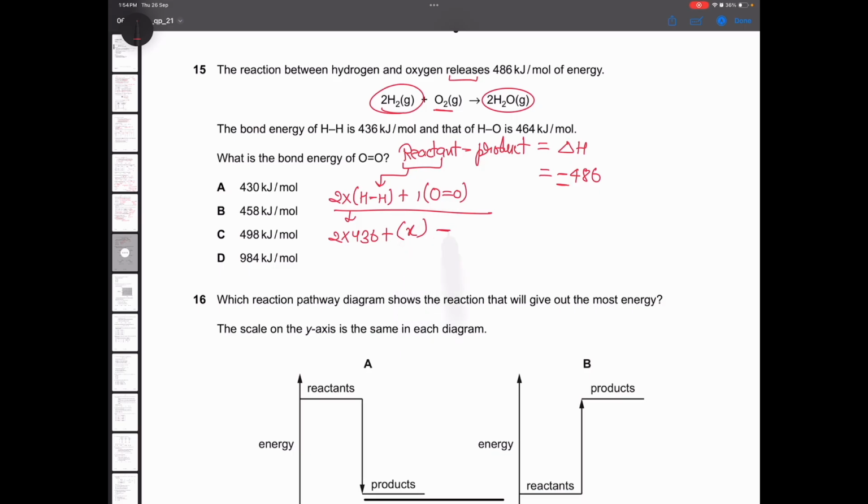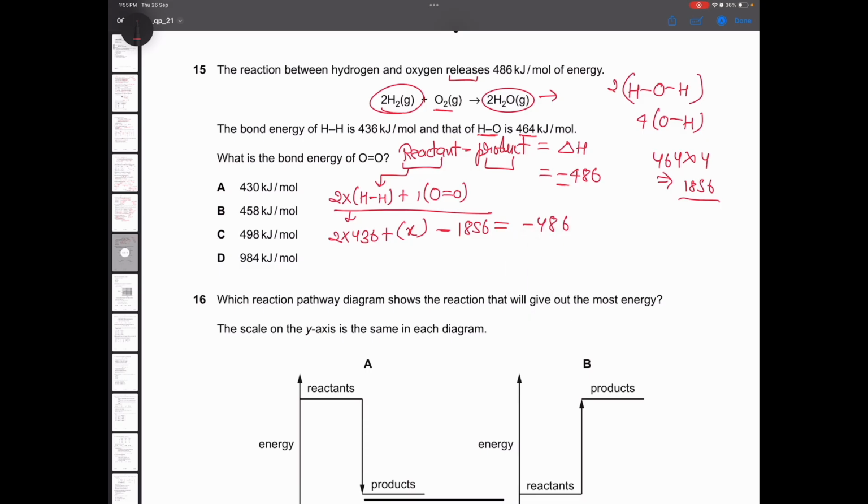Now minus product. You look at here. H2O looks like this, and this is times 2. So we have 4 times oxygen bond hydrogen, right? Do we know the energy of oxygen bonded hydrogen? Yes, it is 464. So 464 times 4 will be the energy of the products. 464 times 4 will be 1856. So I will simply subtract 1856 here, and that will be equal to negative 486.